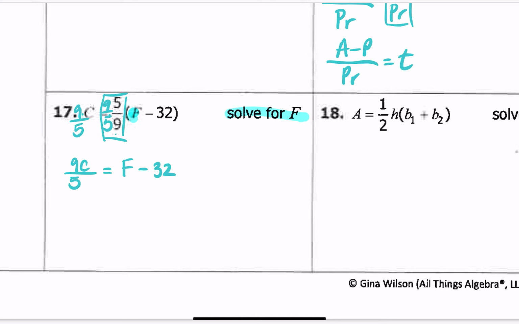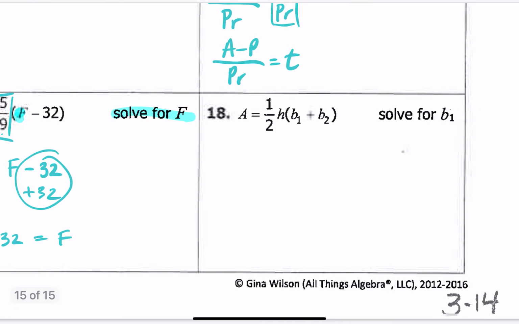You're trying to get f alone, 32 is being subtracted. You're just going to add 32 because you want to make this a 0. So over on the left, you have 9c over 5 plus 32 equals f. So it seems kind of crazy, but that's what it is.